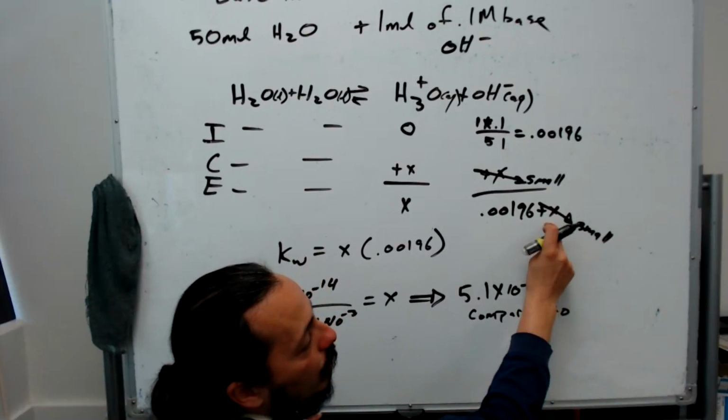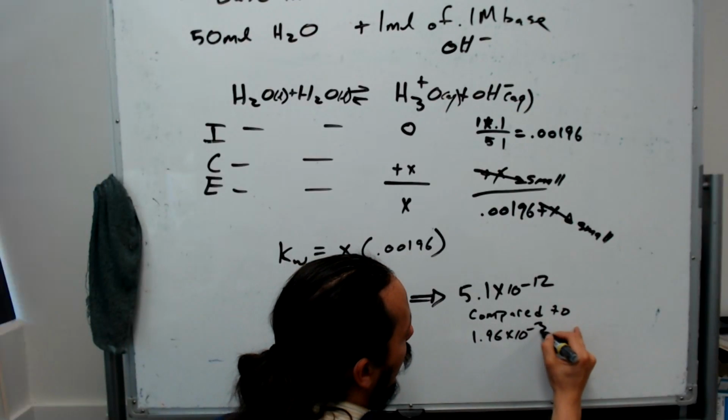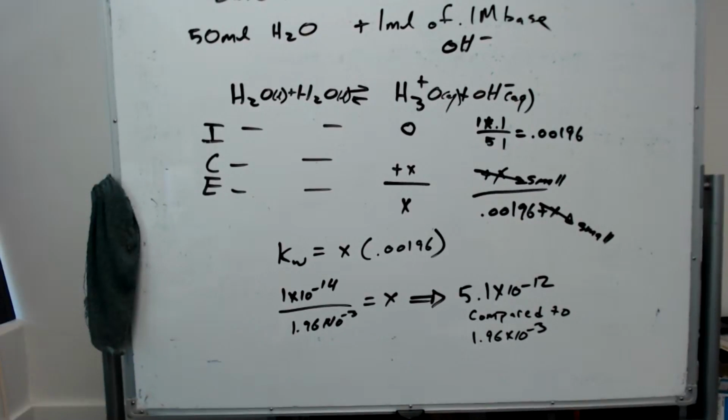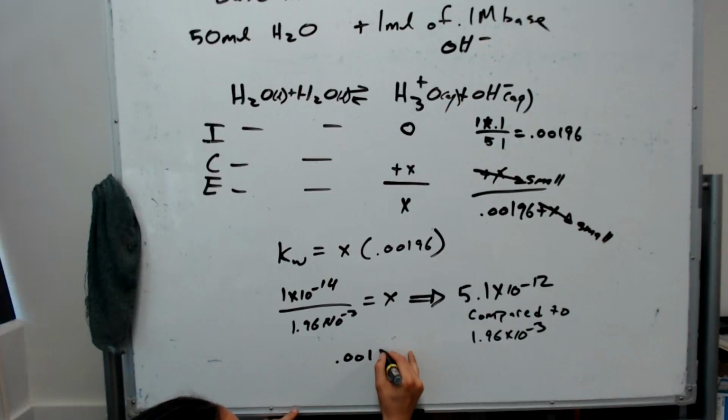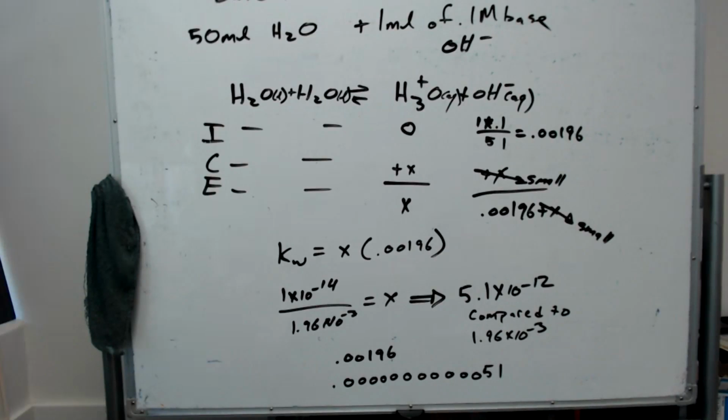So I'm going to compare it to where I made the x is small approximation, 1.96 times 10 to the minus 3. Is water significant? No. Definitely not. The fun way I like to compare these two numbers is I do 0.00196 compared to 0.000000000005 1. That second number is not going to matter. See ya later.